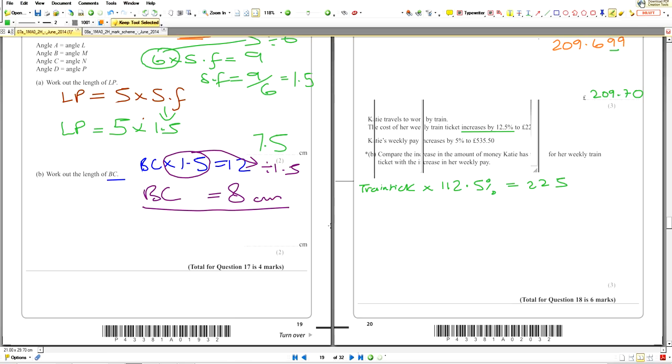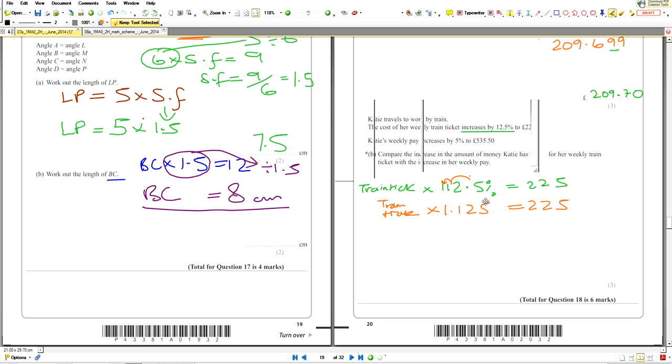Okay, that's the train ticket, isn't it? So we're going to work out the original price of the train ticket. Now, what did we say about the 112.5%? We can convert that into a decimal multiplier by dividing it by 100. So the train ticket original price times 1.125 will give us 225.